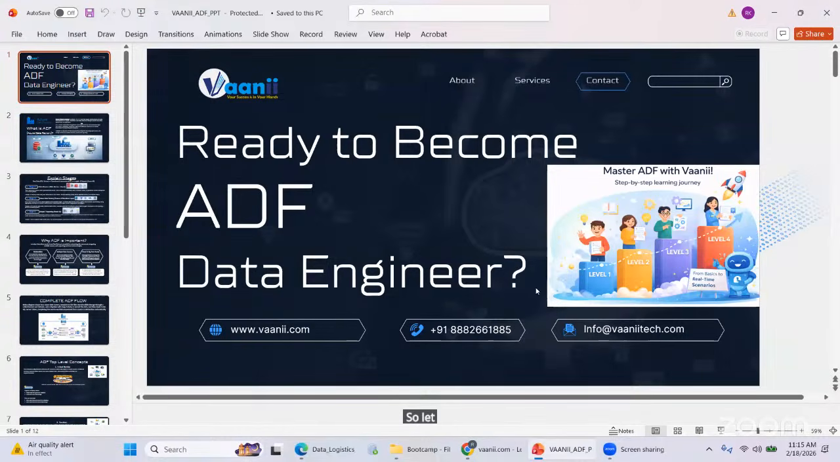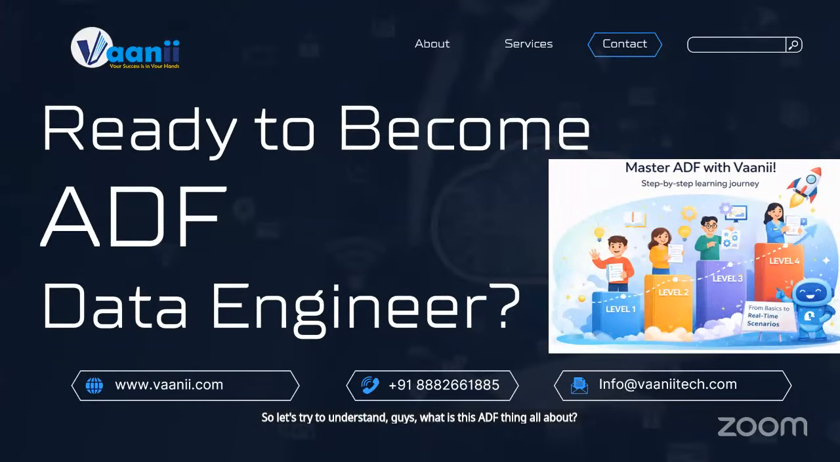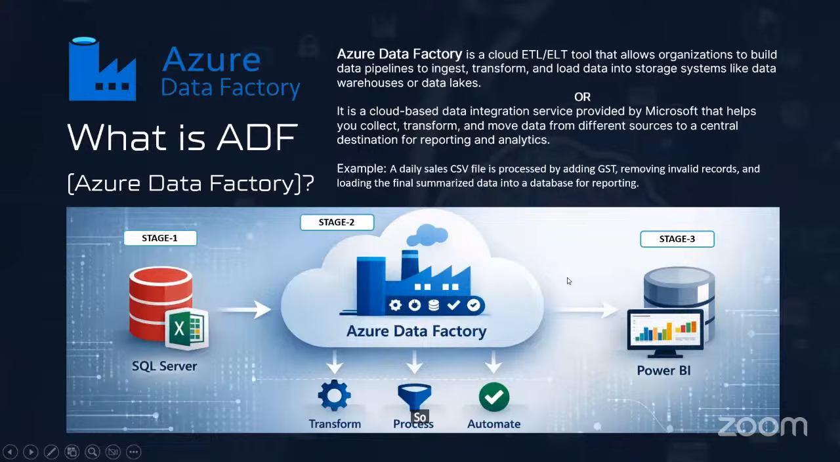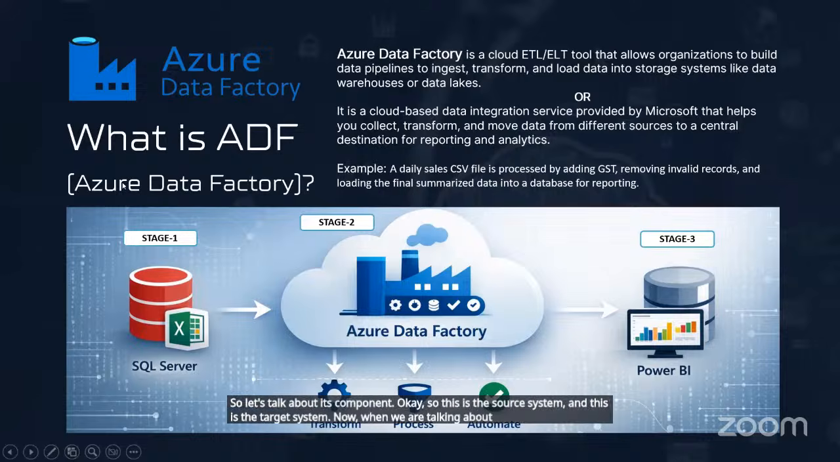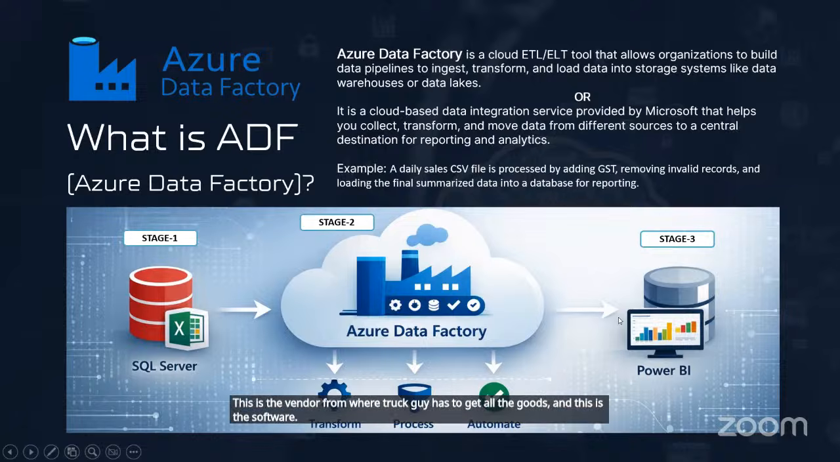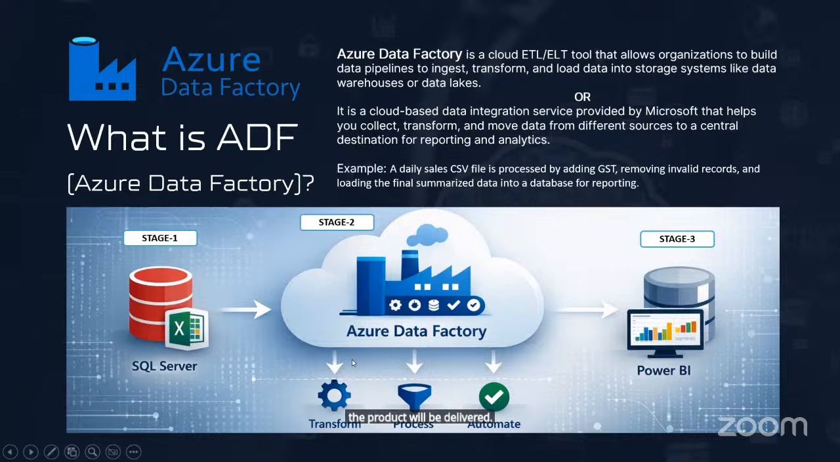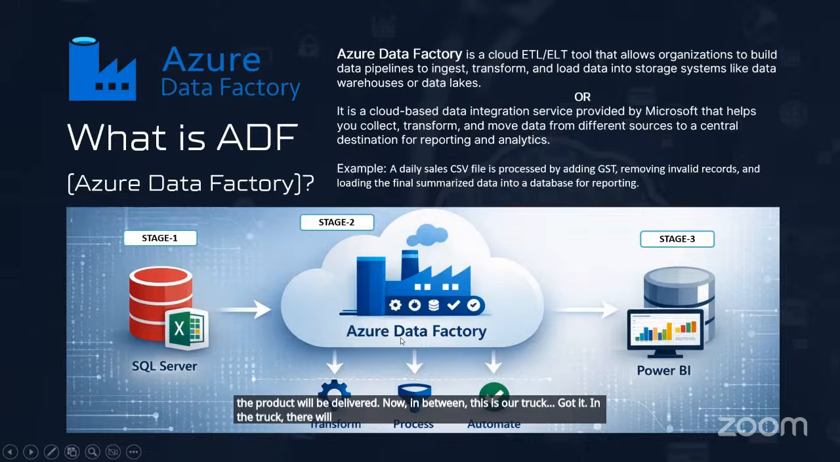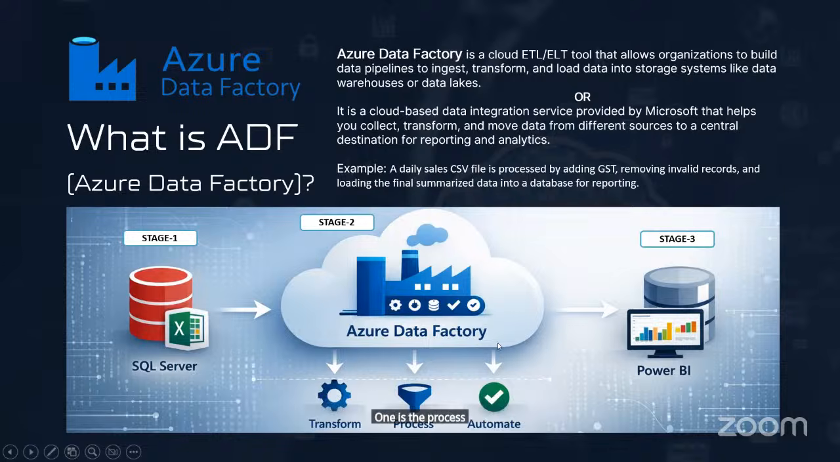So let's try to understand, guys, what is this ADF thing all about? So let's talk about its components, okay? So this is the source system and this is the target system. Now, when we are talking about the source system, this is the vendor from where the truck guy has to get all the goods. And this is the shop where the product will be delivered. Now, in between, this is our truck. Got it? In the truck, there will be 3 parts. One is the transformation, one is the process, and one is the automate.